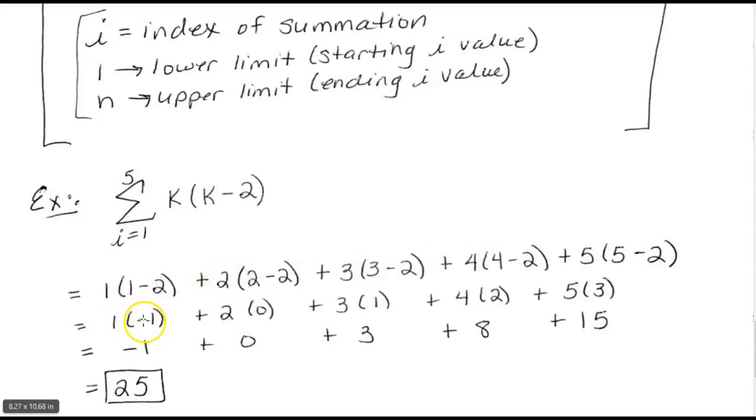So 1 minus 2 is negative 1. So 1 times negative 1 is negative 1. This would be 2 times 0, or 0. 3 times 1, which is 3. 4 times 2, which is 8. And 5 times 3, which is 15. And then when we add these all together, we get 25.